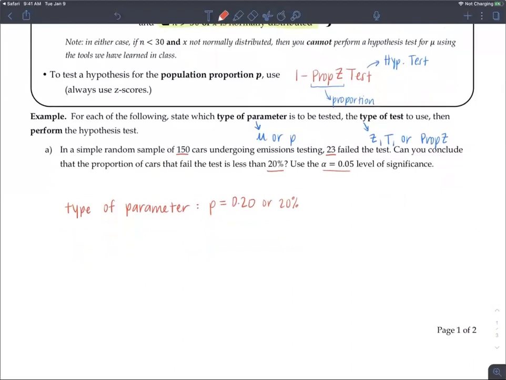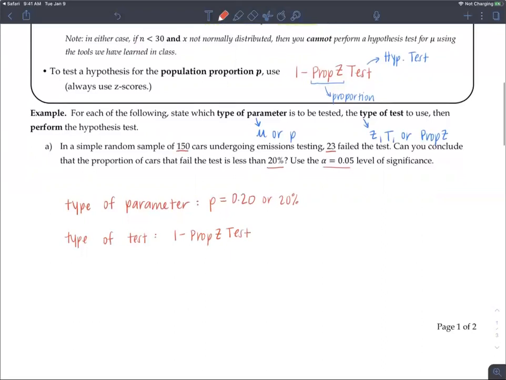And then because we're testing a proportion, so type of test. Because you're testing a proportion, which one are you going to use? Z-test, t-test, or one prop z-test? One prop z test. Prop z-test.